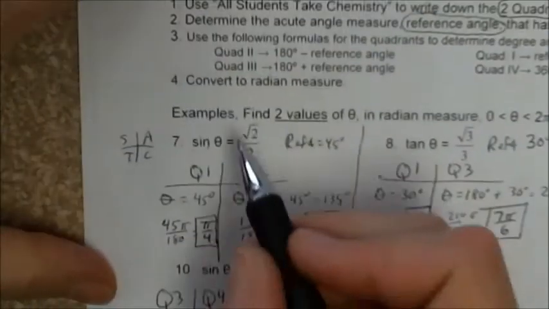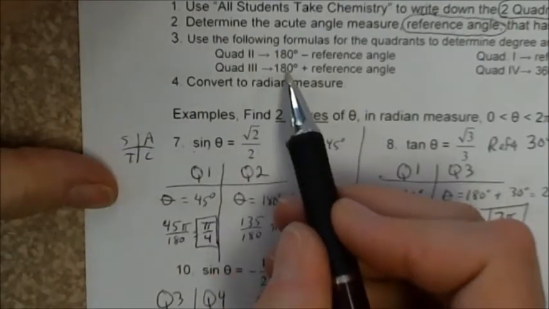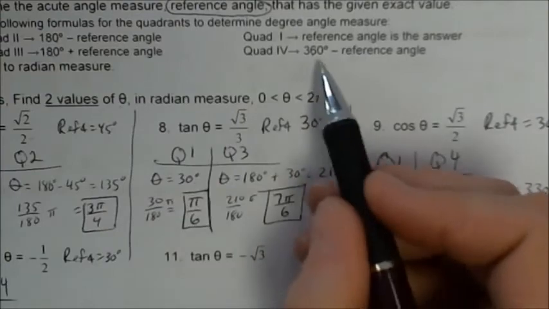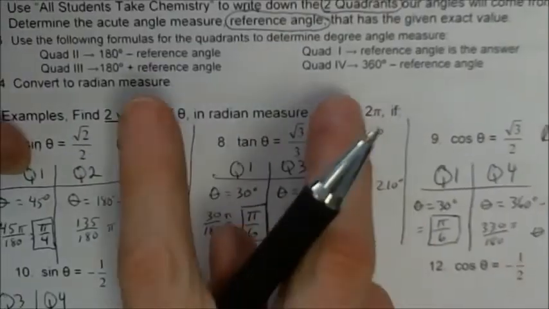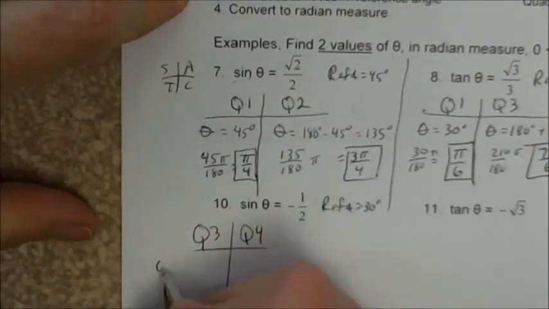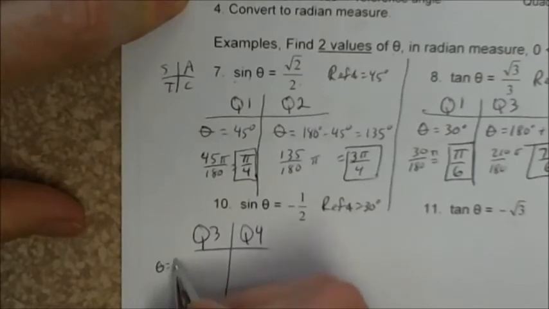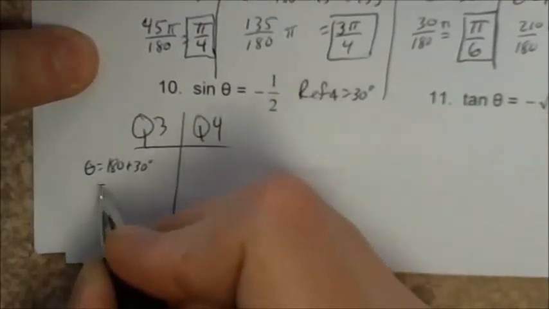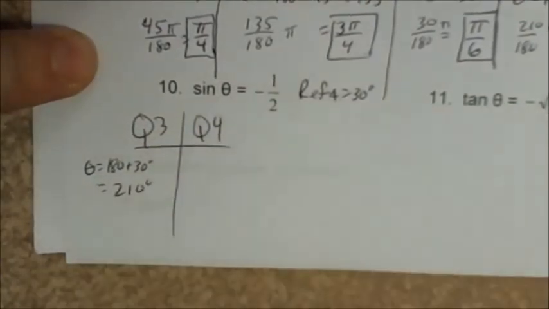Well, in quadrant 3, in order to get a quadrant 3 angle, we do 180 plus the reference angle. And in quadrant 4, we'll do 360 minus the reference angle. So we'll use these two. So our theta value is equal to 180 plus the 30 degree reference angle. Let me zoom in a little bit so you can see this a little bit better. 180 plus 30 degrees is 210 degrees.